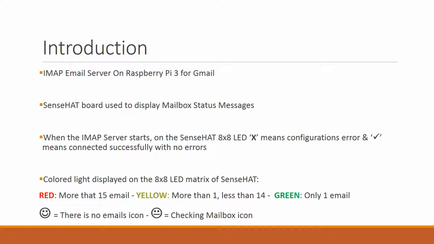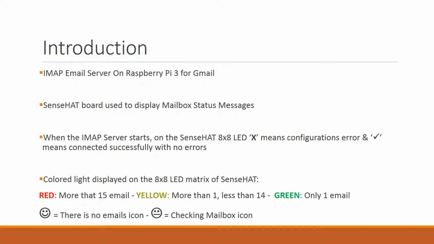Now let's look at a high-level overview of our Sense HAT email notification viewer application. First, our IMAP server will connect to the Raspberry Pi 3 to connect to our Gmail servers. The Sense HAT board will be used to show the statuses of our messages.